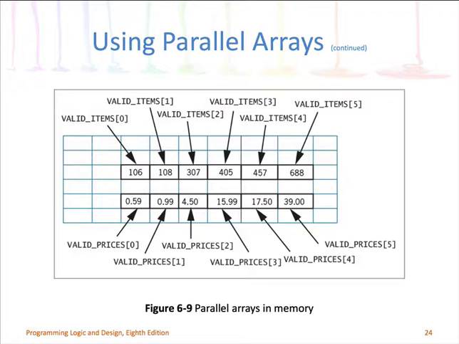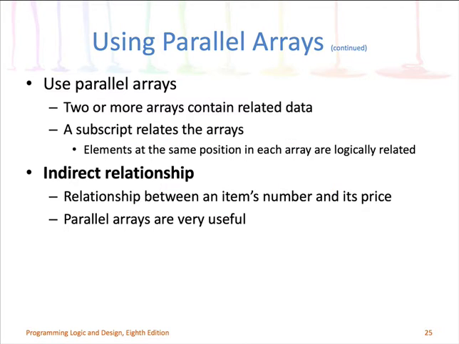So here is an example of them in memory. They might not line up nice and pretty like this. They might be end to end or something. But to show you and to stress that the various locations have to contain related information, they kind of lined them up. So we have 2 6-element arrays. Part 457 is in location 4. So if we needed the price for that, we would go to location 4 and valid prices and find out that that item is $17.50.